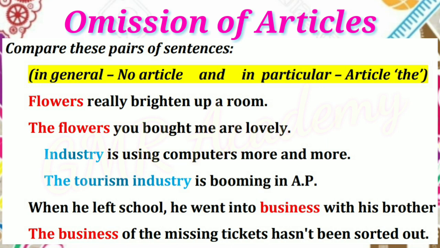When he left school, he went into business with his brother. In a general way, he went into business. The business of the missing tickets hasn't been sorted out. What business? The missing tickets. So particularly using "the business". So here the definite article "the" is used.